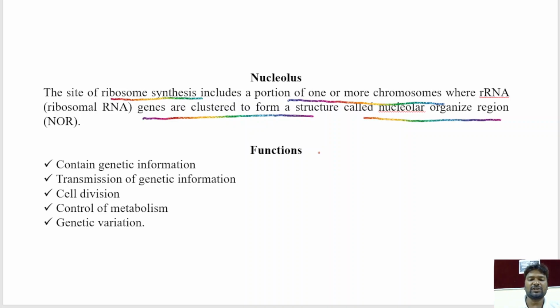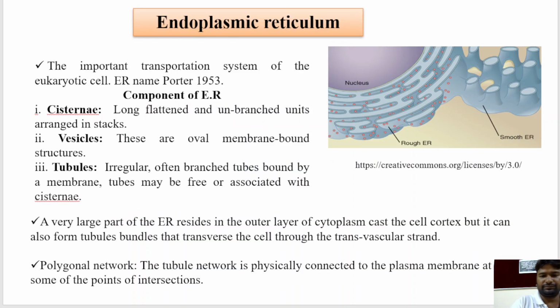So what are the functions of the nucleus? It contains the genetic information, it transmits the genetic information, it also has a role in cell division, and it controls the metabolism and genetic variation. So friends, this is the important structure and function of the nucleus. Now let's move to the endoplasmic reticulum.